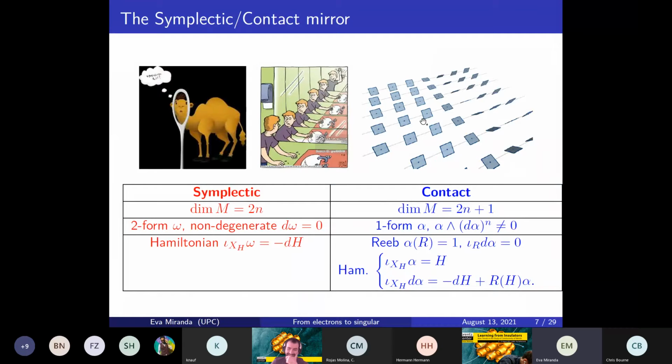And this one here corresponds to the standard distribution. If you take on R3 the standard coordinates x, y, z, and you take as one-form alpha equal to dx plus y dz, then this alpha satisfies this condition here. That's easy to see because when you do the wedge, you get dx wedge dy wedge dz. And then the kernel of alpha is maximally non-integrable. That's why it follows all possible directions. So that's a picture of the kernel of alpha when you move the point on R3.